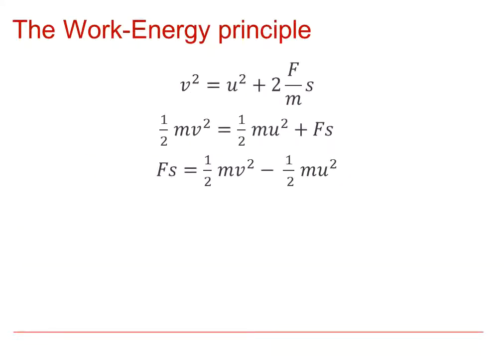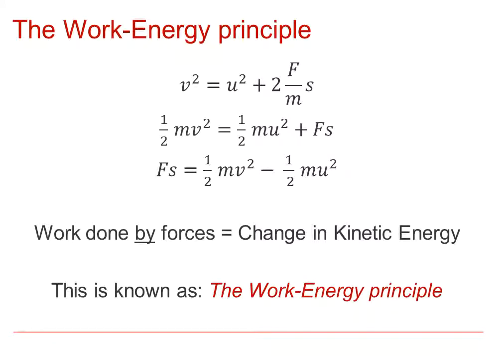And if we rearrange this formula, we get Fs equals a half mv squared minus a half mu squared. So Fs is the work done by the force, and half mv squared minus a half mu squared is the change in kinetic energy. So the work done by the forces will equal the change in kinetic energy, and I would recommend as often as possible to use the work done by the force when you're working out a question. And this is known as the work energy principle.